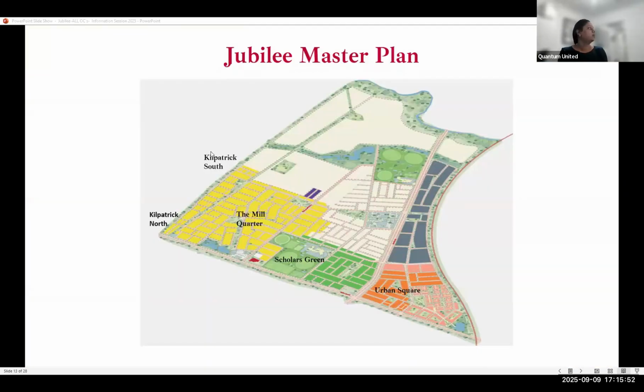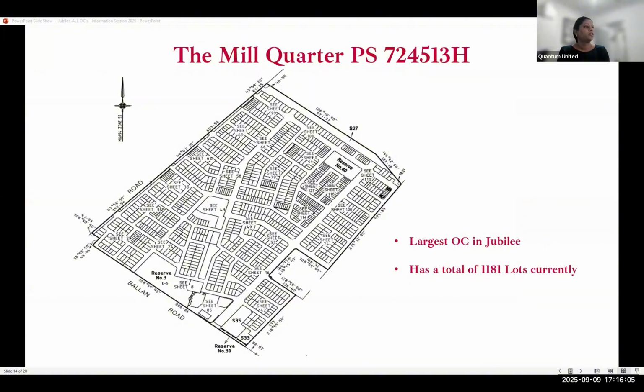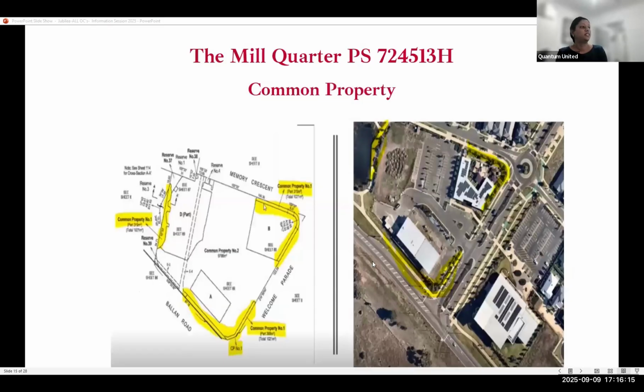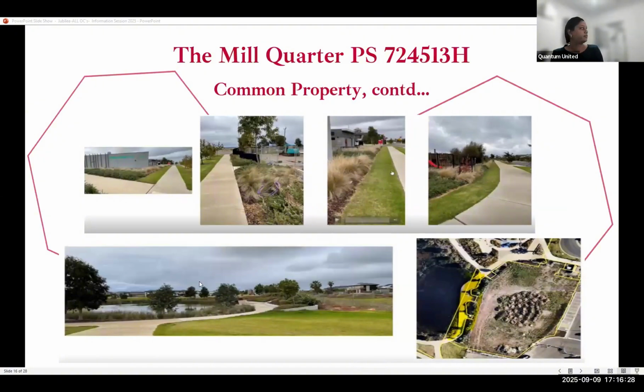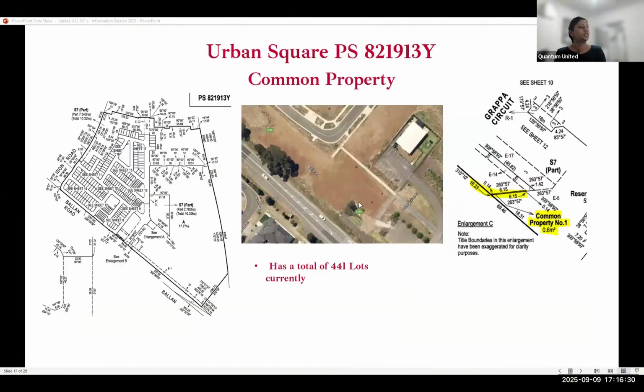So this is a master plan of the entire Jubilee Estate. You can see the demarcation of each OC here. Millquarter being the largest one, and the second largest would be Urban Square. Millquarter currently has 1,181 lots registered for now. It does have 3 common properties. As you can see, they're just small strips of vegetation, landscaped areas, and also a small walkway near the jetty area. These are some photos of those common properties in Millquarter.